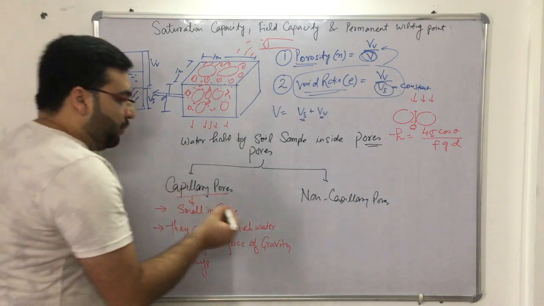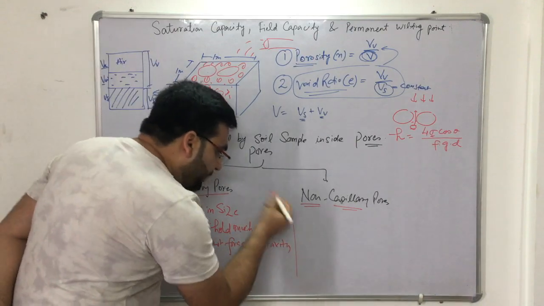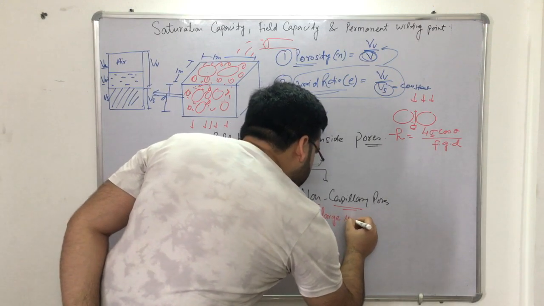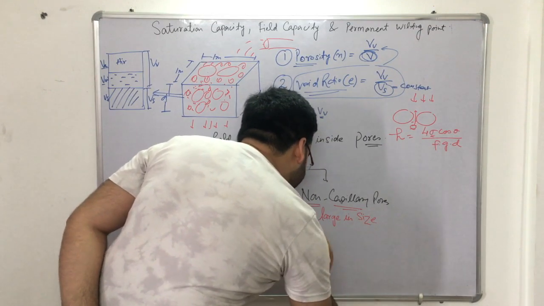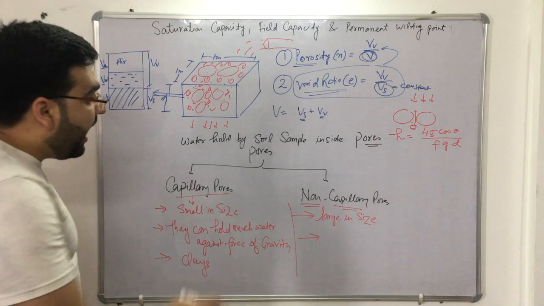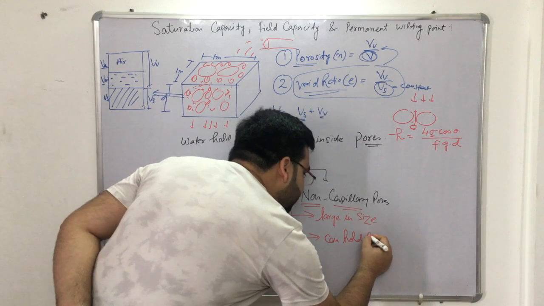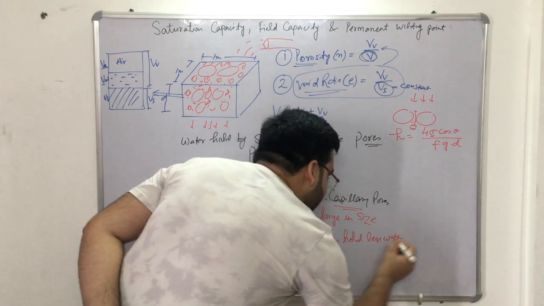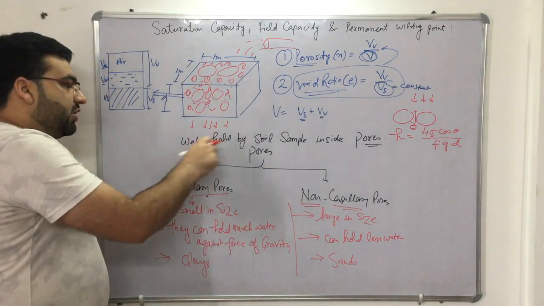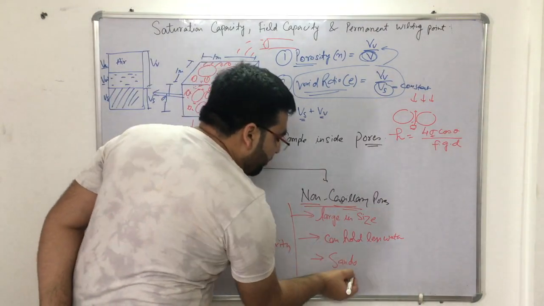Now coming to the next type of pores, known as the non-capillary pores. Clear? Now non-capillary pores are opposite. So you can say that they are large in size. The second thing about the non-capillary pores is that they can hold less amount of water as compared to the capillary pores. So they can hold less water, and the examples are sands. So these types of pores are there, right? So water will be inside pores. It can either be inside the capillary pores if it is clay, or inside the non-capillary pores if it is sand.